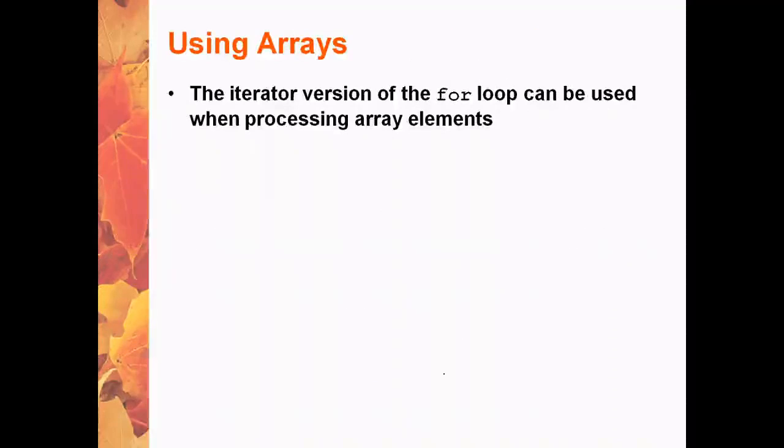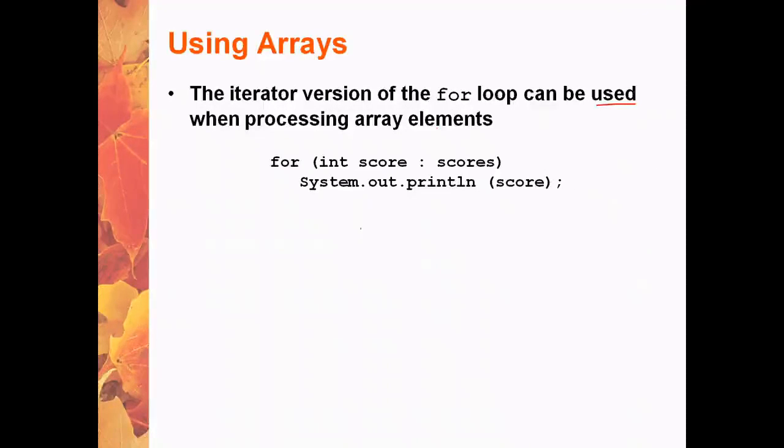Next is using arrays. If you have an array with some values, how can you access the elements, or print the elements from an array? For that, Java provides an iterator version of the for loop. We have already studied the iterator version of the for loop in the last session. This iterator version of the for loop can be used when processing array elements. One example is given here.